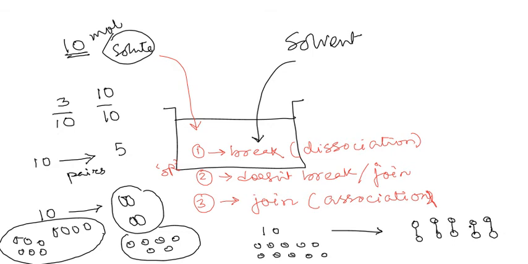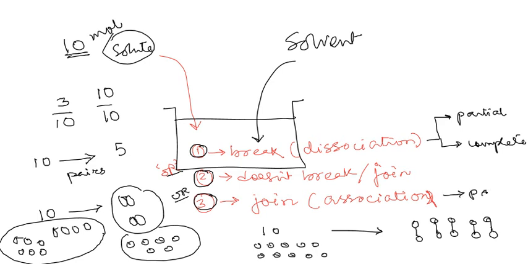So when we are adding the solute in a suitable solvent, we need to consider these 3 scenarios: whether they are breaking, or whether they are joining, or whether it doesn't break or join at all. And when they are breaking, whether they break partially or they break completely. And generally in association we had partial association.